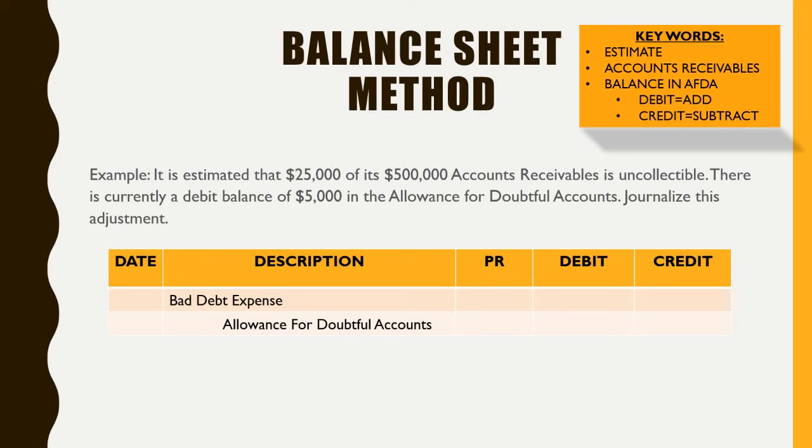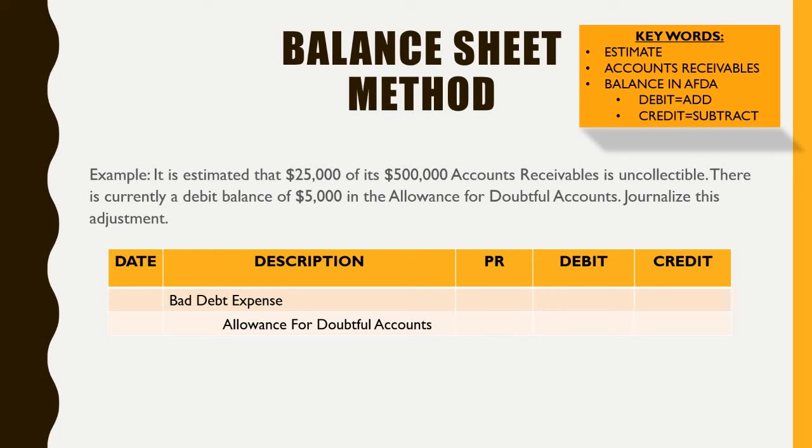Your end goal is to be at 25,000, if you know that your allowance for doubtful accounts should have a credit balance at the end of the day. So right here, I need to get to 25,000 credit in my allowance for doubtful accounts. Right now, I have a $5,000 debit. Now, if I'm left with 5,000, how much more do I need to get to a full 25,000 on the credit side? I would have to add those two numbers together, right?